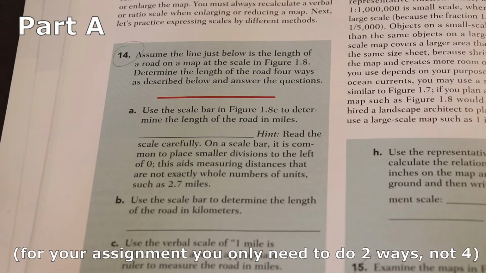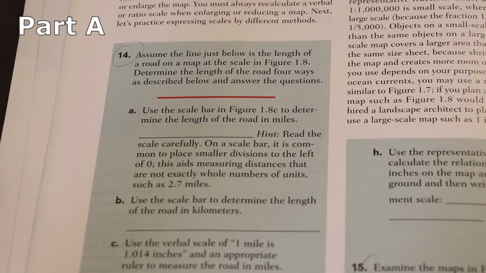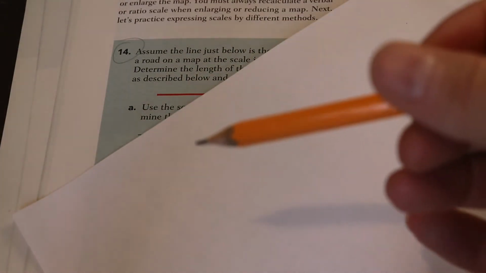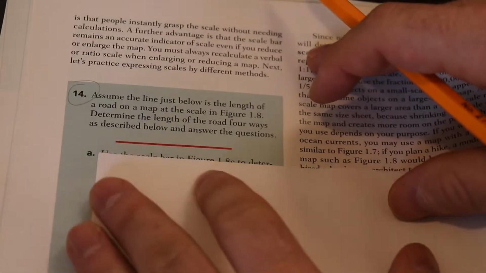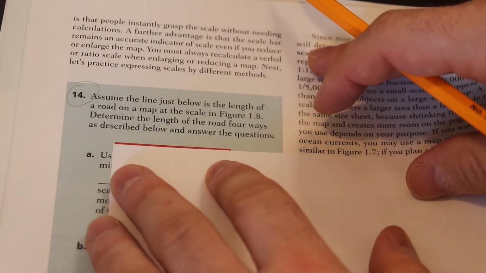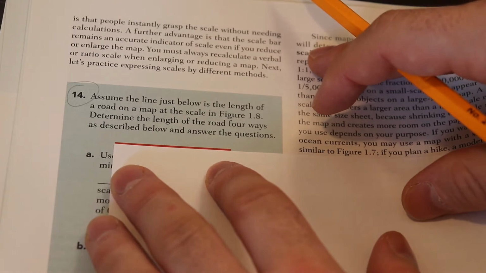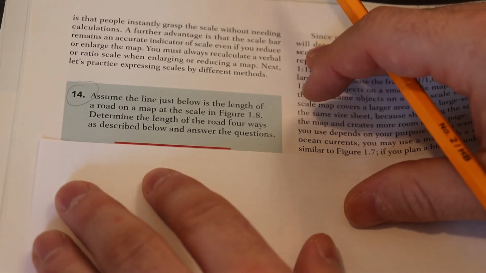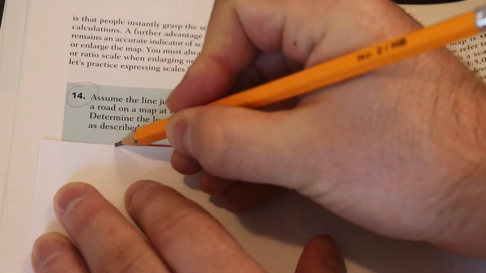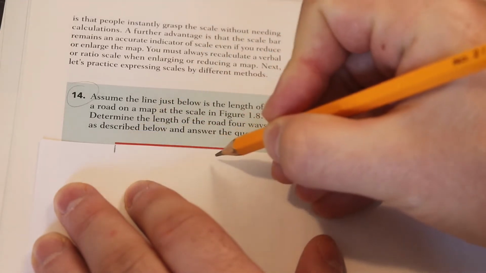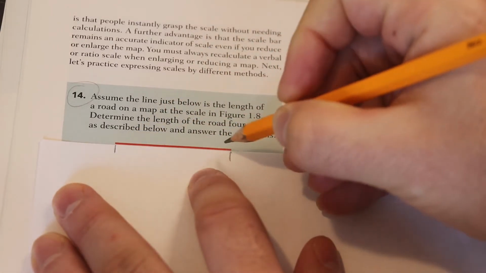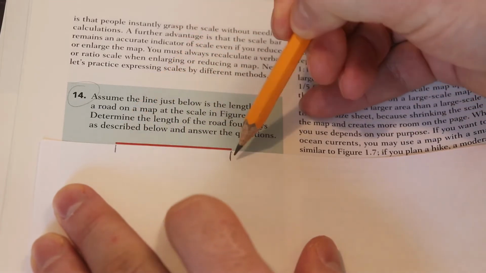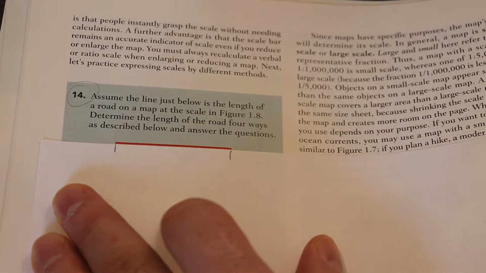So the first one, part A, says use the scale bar in figure 1.8c to determine the length of the road in miles. But the first step, at least assuming you're using a physical book, is to get a piece of paper and a pencil. What I like to do is either just put the corner of your paper right there or take any 2 points. So I'm going to just draw a little line right there and another little line right there, so that now the paper is the length of that red line.